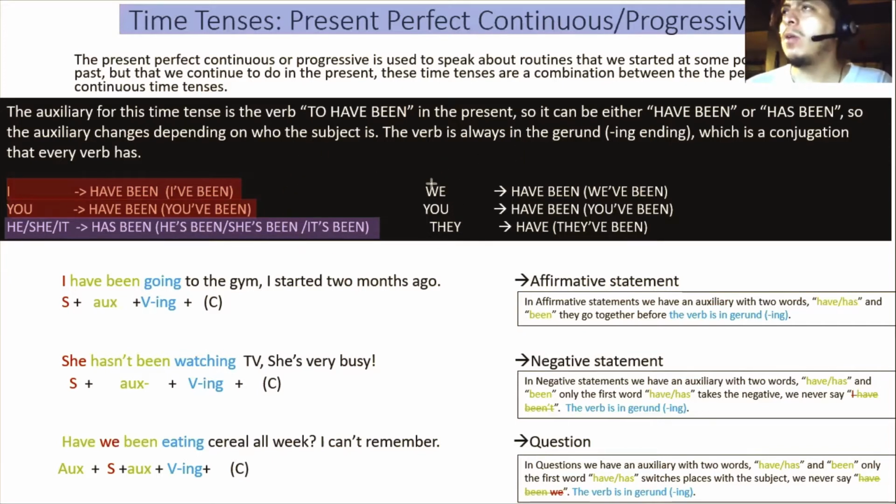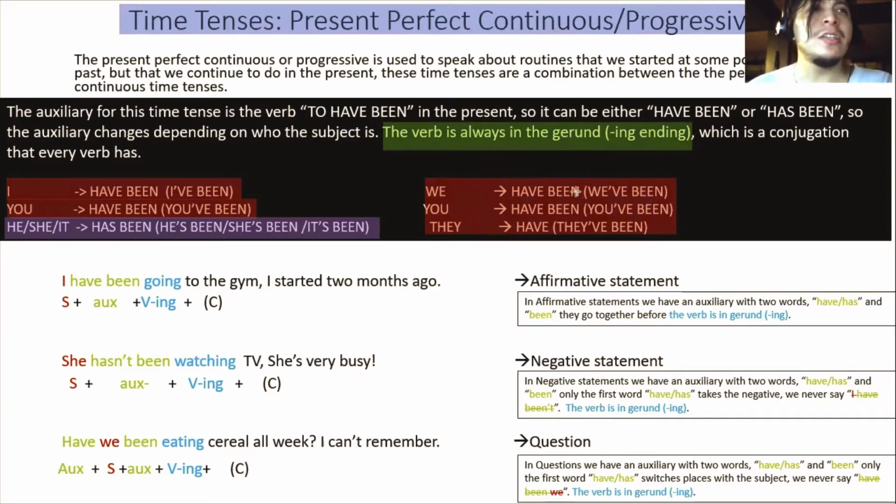And then again, with the plurals, all of them are the same. We, you, and they have been. We've been, you've been, they've been. And then what happens with the verb? The verb is always in the gerund. Yeah, it is ing.